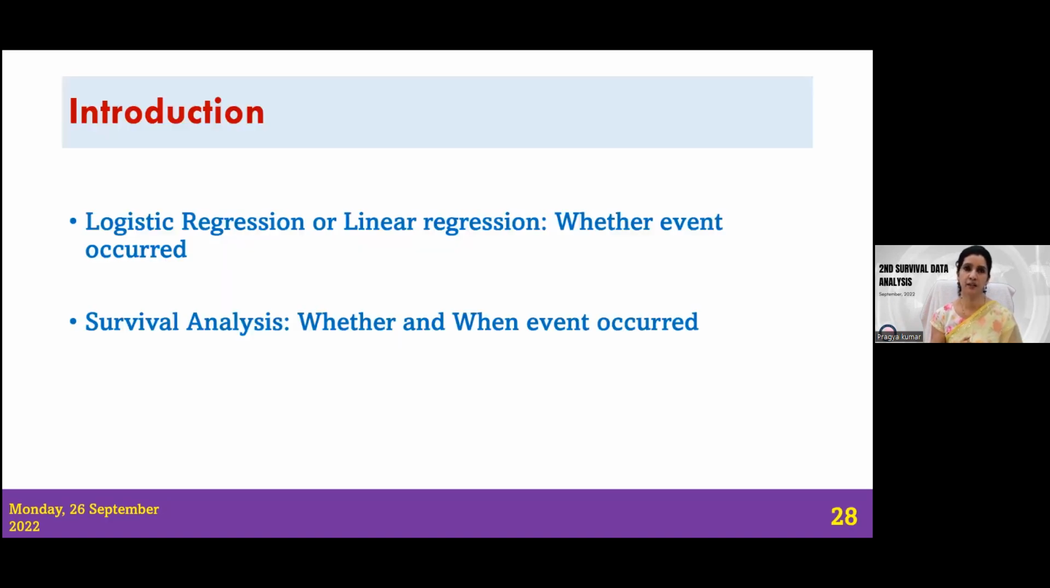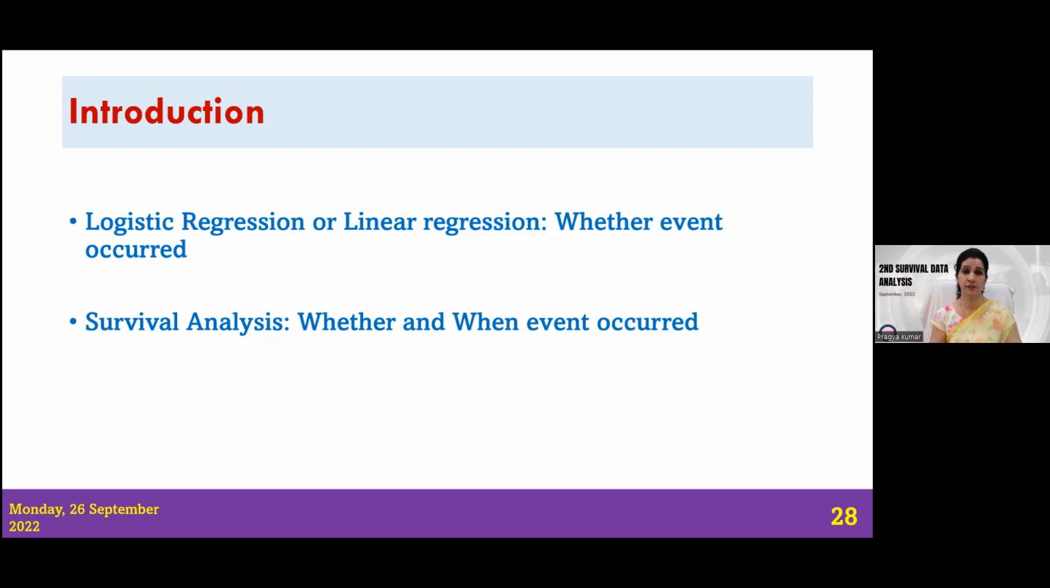So you have done your logistic regression, you have done the linear regression. There, the outcome variable is only whether the event occurred or not occurred, where you used to calculate the probability. And if the probability was more than or equal to 0.5, you used to say that the event occurred, that is the predicted one. And then you used to see whether that event happened or not happened.